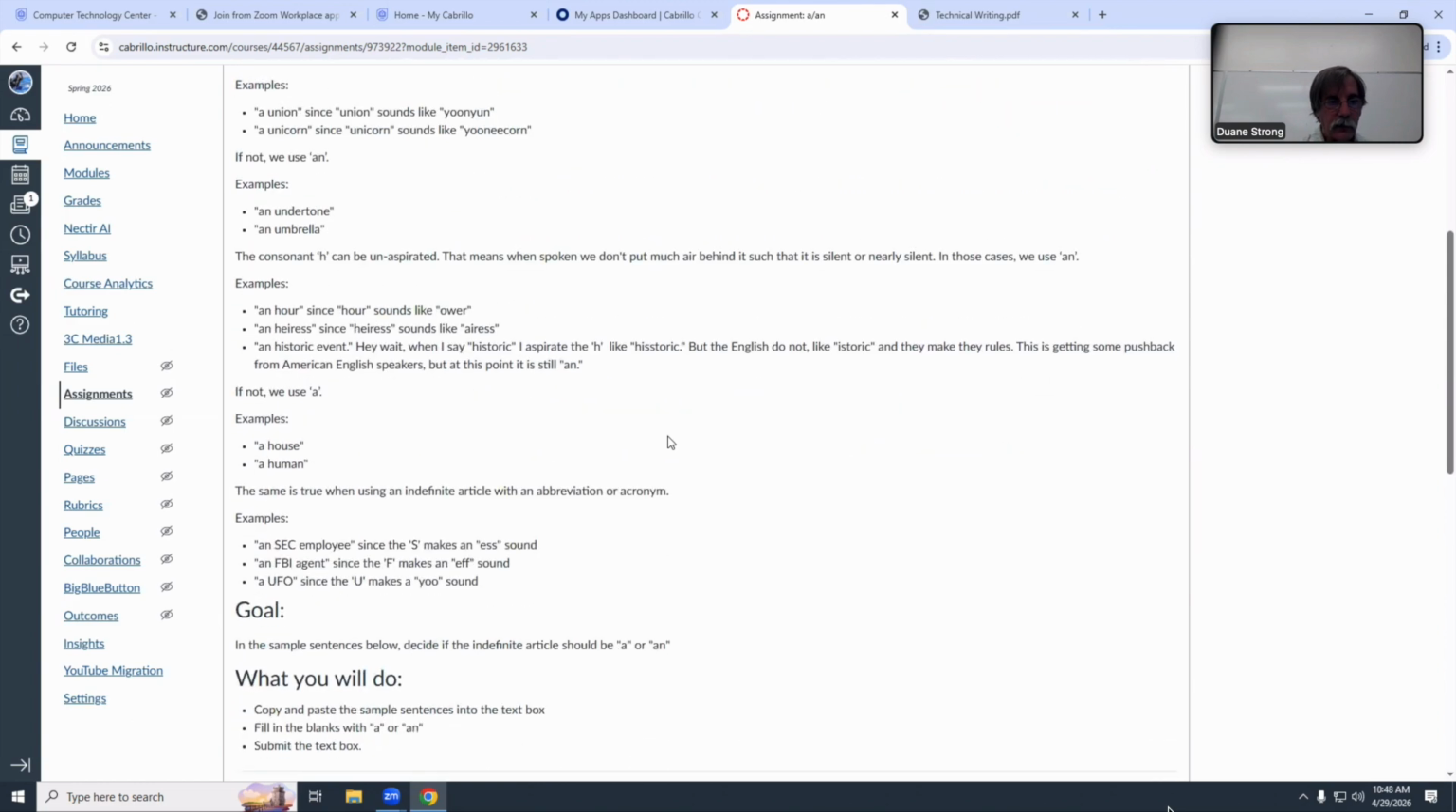Here's another exception, the consonant H. It can be unaspirated. What does that mean? That means when you're speaking the word, you don't put much air behind the H sound, such that it can be either completely silent or nearly silent. So in those cases, we use "an." Some examples: an hour, since hour sounds like "our," there's no sound, right? We don't aspirate the H. And an heiress, since heiress sounds like "airess," we don't make the H sound.